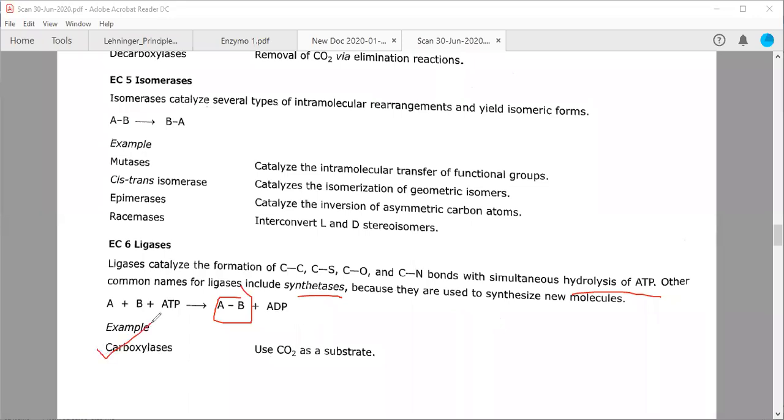Examples are carboxylases. They will use CO2 as a substrate. Pyruvate carboxylase, for example, will add CO2 directly to the pyruvate, and it will generate a 4-carbon compound, oxaloacetate or something like this. So also there are other enzymes.